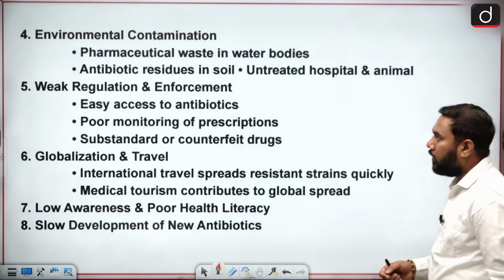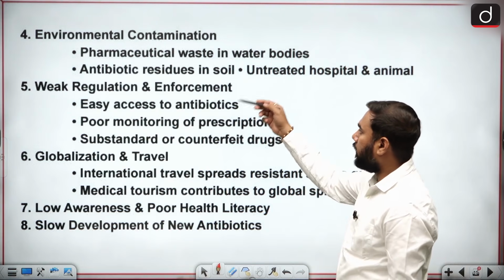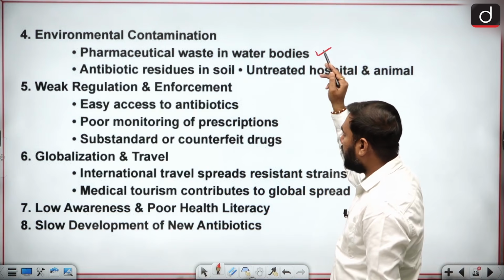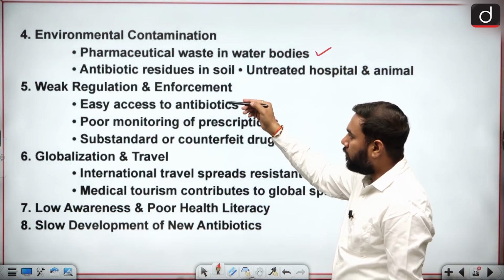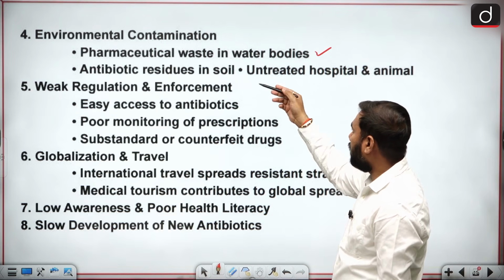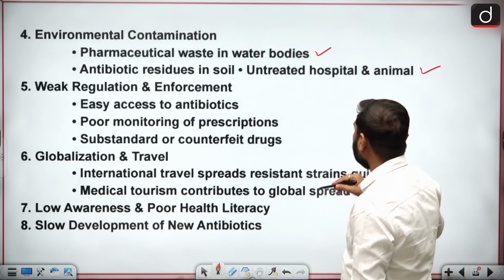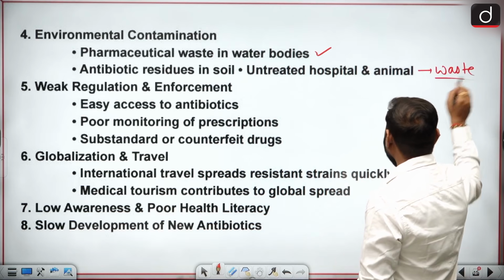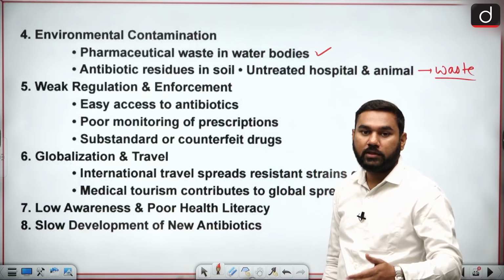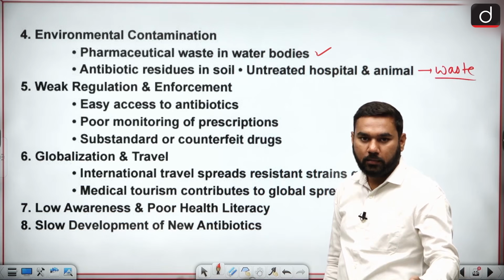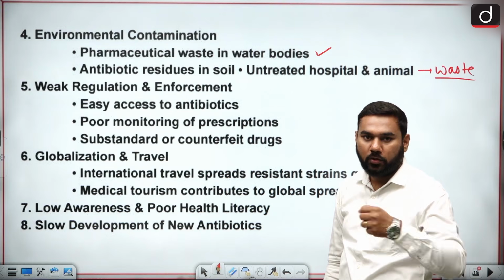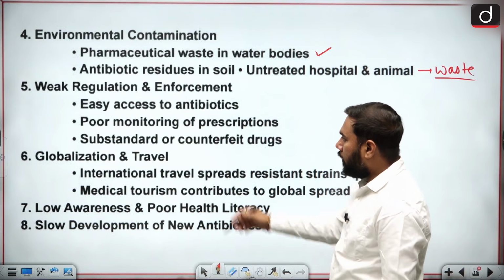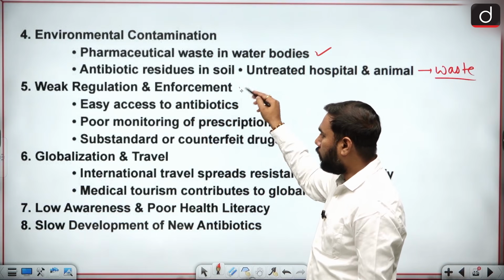There is environmental contamination, like pharmaceutical waste in the water body, antibiotic residues in the soil, and untreated hospital and animal waste. So this is present in our food system and water system. We also consume a high amount of antibiotic medicine. There is weak regulation and enforcement.